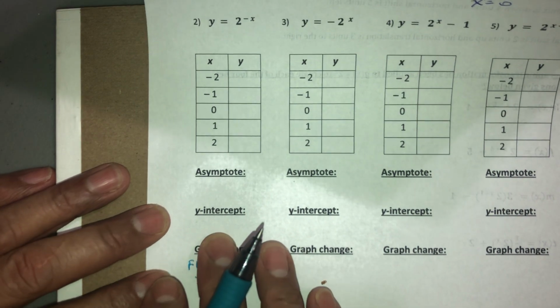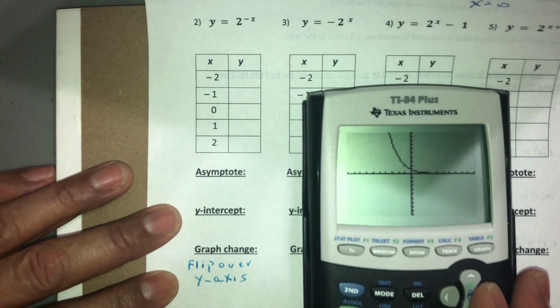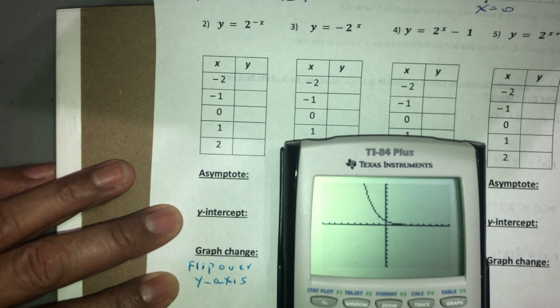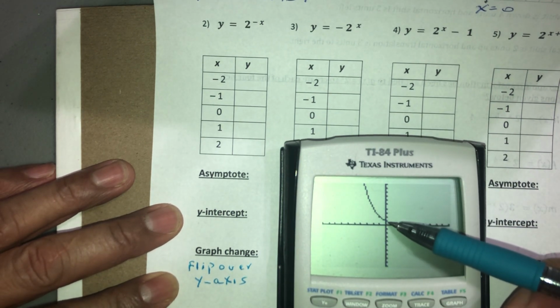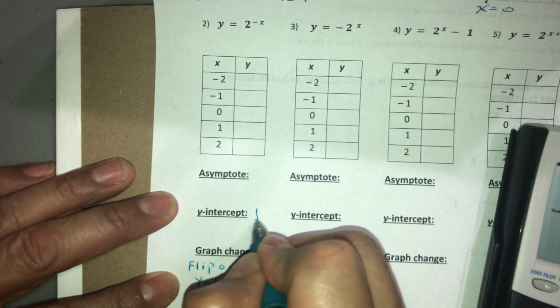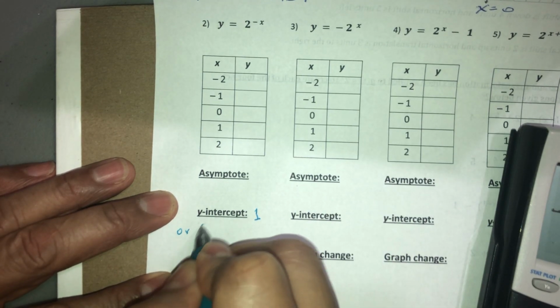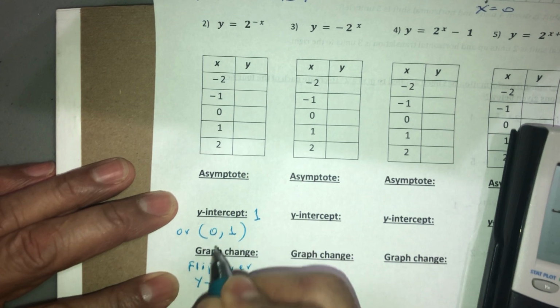Now the y-intercept, I can also find it because if you notice here, the y-intercept, where does the graph cross the y-axis? Right here, when it's 1, okay? So the y-intercept, you can write 1, or you can write 0, 1.